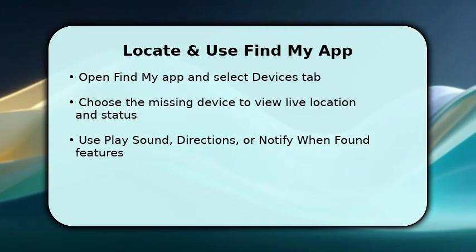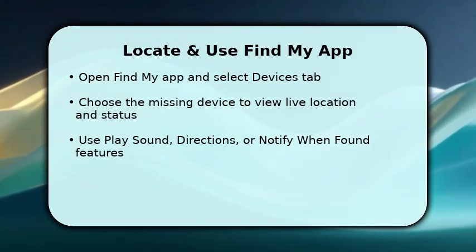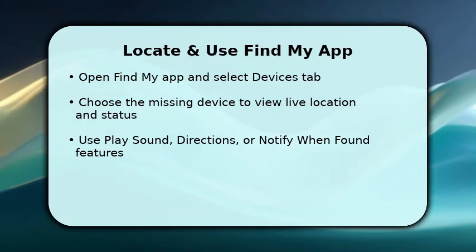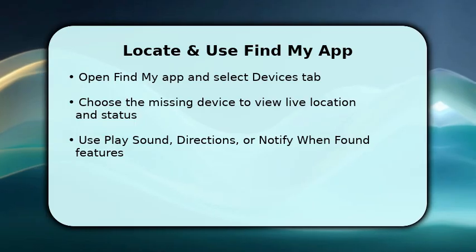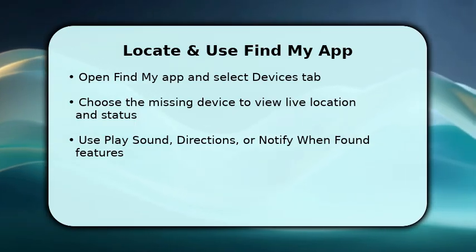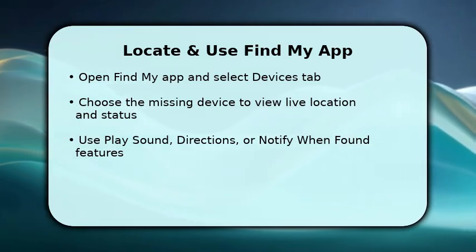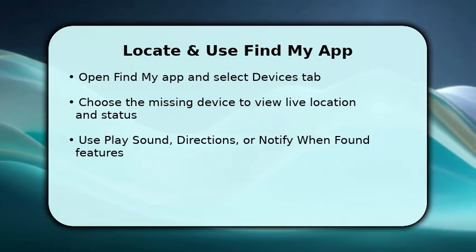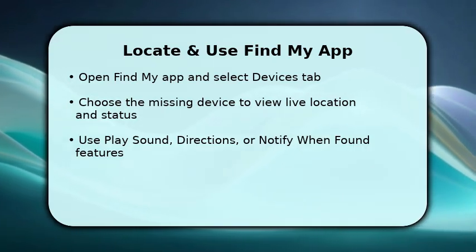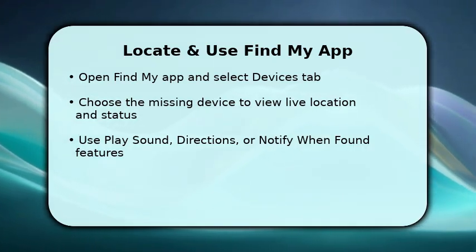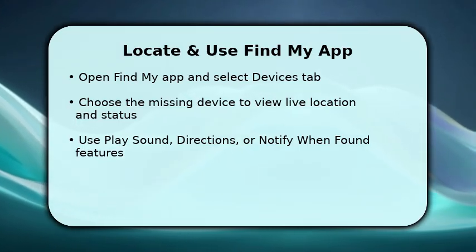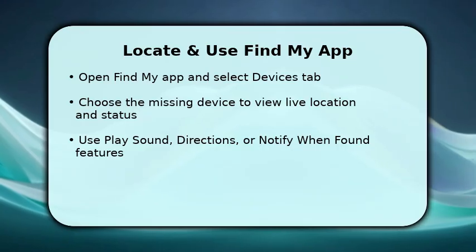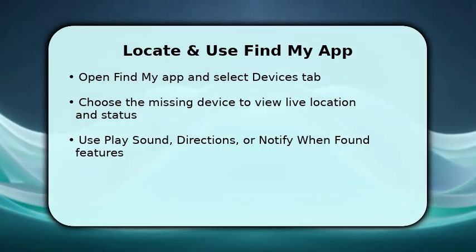Now you'll actively locate the device using the Find My app. Open the app and tap Devices. You'll see devices linked to your Apple ID. Select the missing iPhone to view its current or last known location on the map and check battery status so you know urgency. If nearby, tap Play Sound to prompt the phone to make noise. If not, choose Directions to get navigation. You can also enable Notify when found to receive an alert once it comes online.